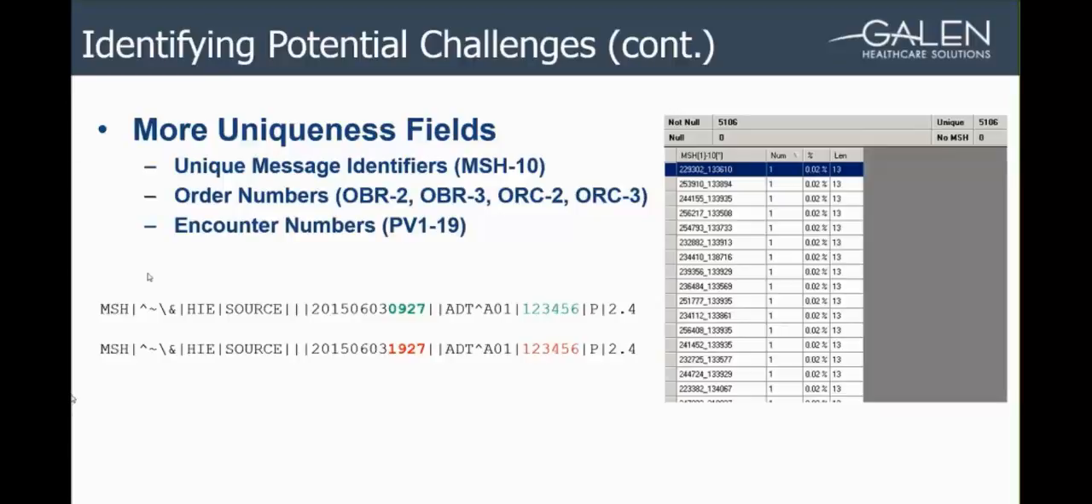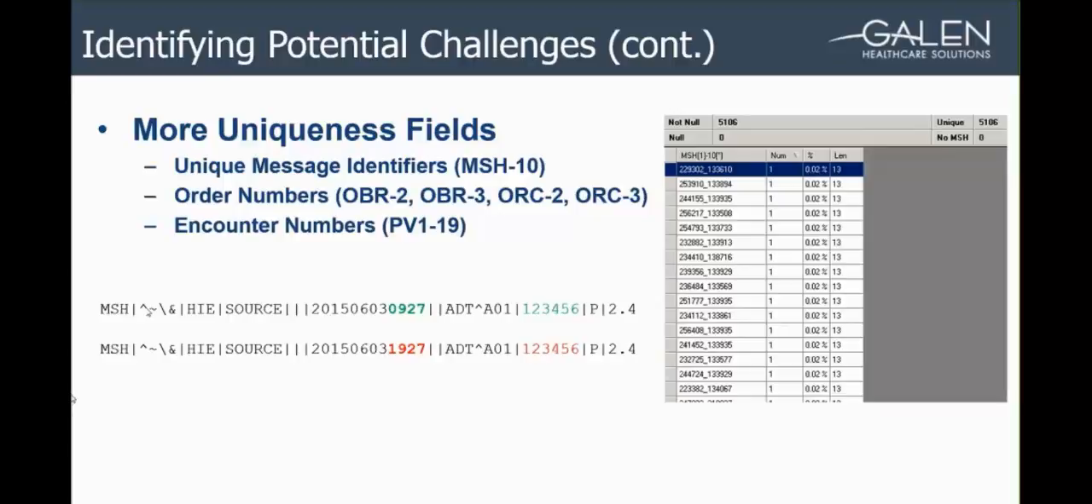In this example above, we have two different MSH segments from an HL7 message. One's from June 3rd at 9:27 in the morning, and one's from June 3rd at 7:27 in the evening. But as you can see over here, they have the same message control ID, MSH10. In this case, the one that comes in second, the one from 7:27 p.m., is going to fail because a message has already been loaded with this message control ID into the database. So you'll want to make sure that all MSH10 values for your messages are unique.